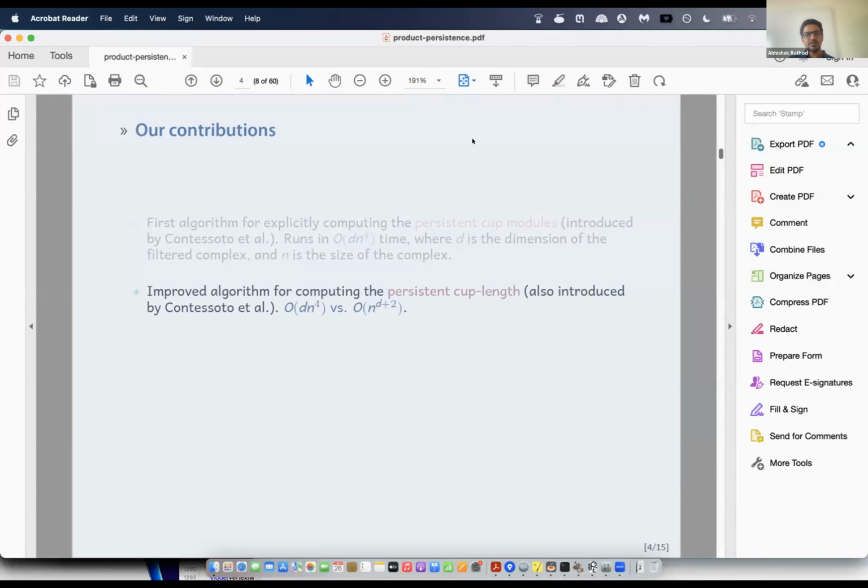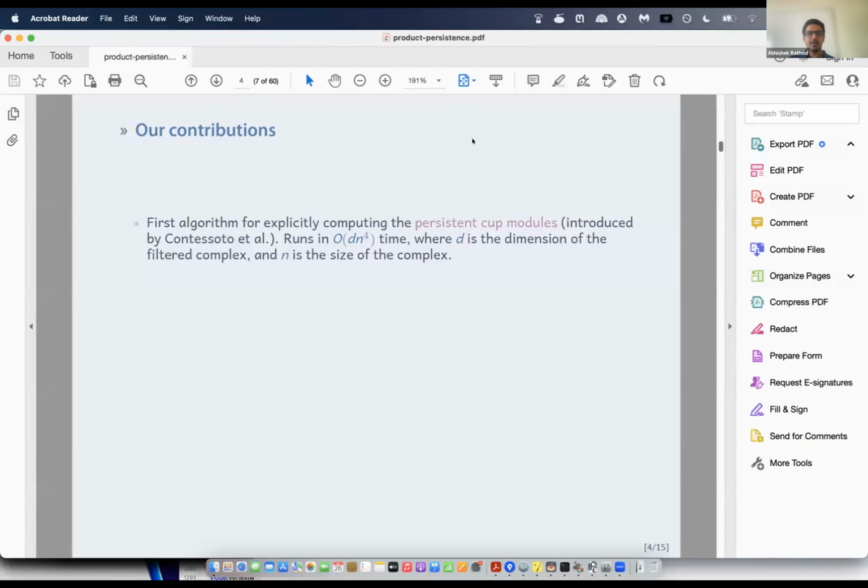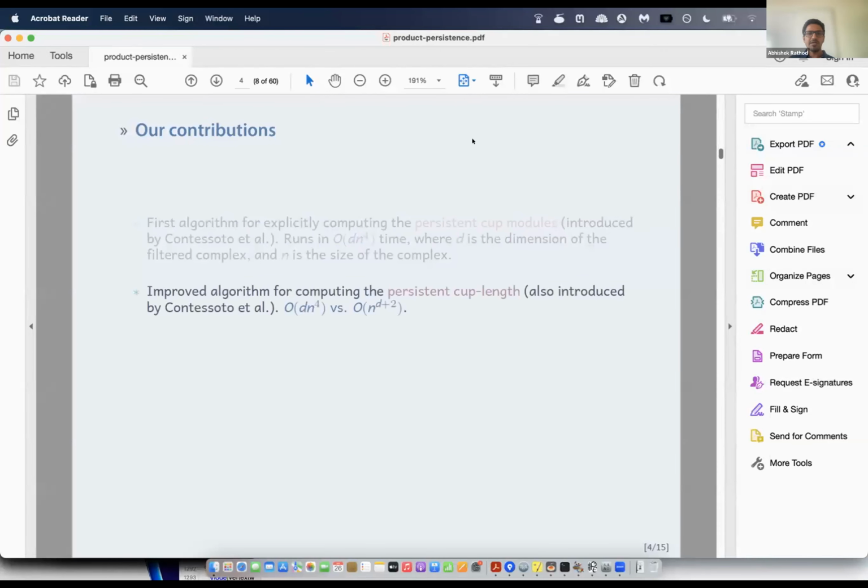There is another variant that was defined by Contessoto et al., called the persistent cup length. And they observed that the persistent cup length can be read off from the barcode of the persistent cup modules. So our first algorithm also translates to an O(dn^4) algorithm for the persistent cup length. Now, this is in contrast to the O(n^(d+2)) time algorithm that Contessoto et al. provided. So our algorithm is already fast compared to theirs for d greater than or equal to 3.